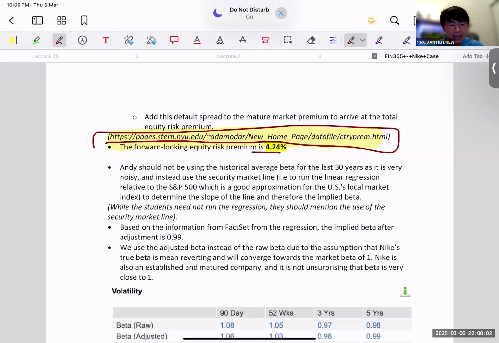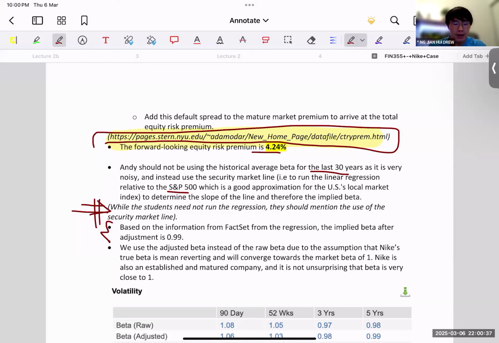Historical 30 years beta again is not correct because you can use Hamada's equation. If you have not learned about that, you can actually run a regression of your stock versus the S&P 500 to determine your slope, which gives you your beta. In case you do not want to run the regression, this one is just a comment here. It's up to you whether you do it. Of course, if you do it, it's quite impressive.